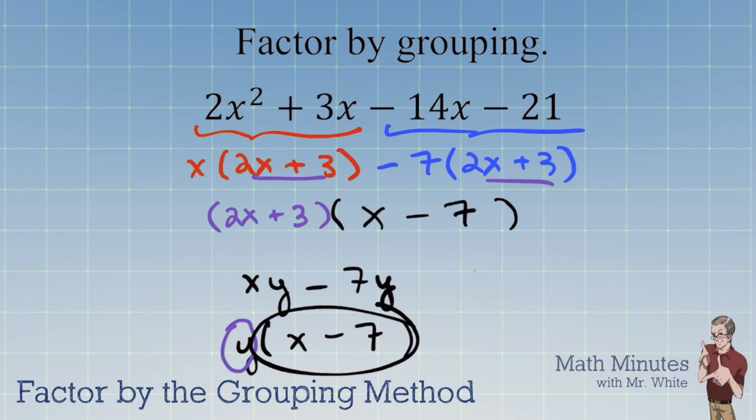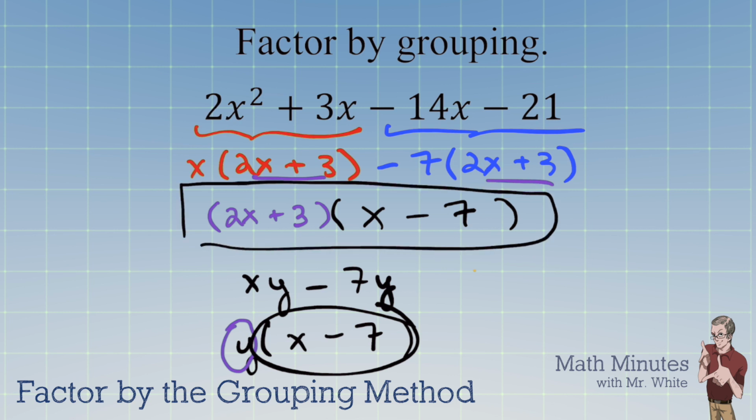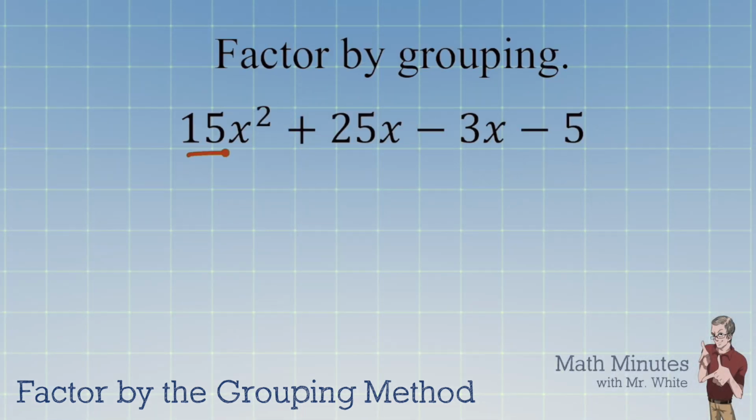So we just factored by grouping, and it's a process that's used when you're reverse FOILing, or maybe just factoring by grouping, and you want to split it into two binomials. So let's look at another example. Again, we have four terms, and we think this thing might factor.